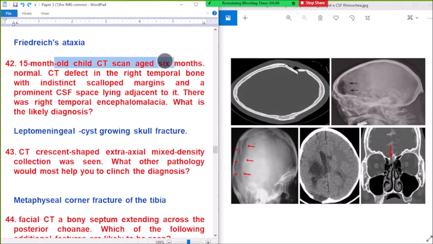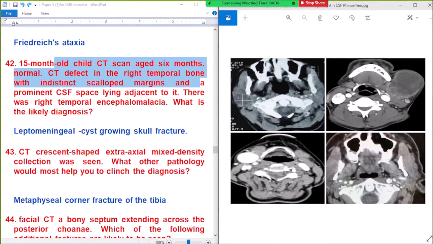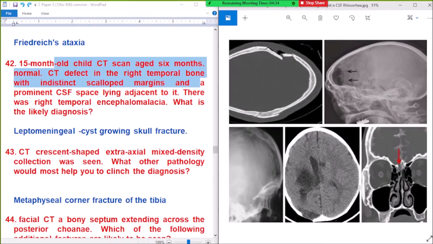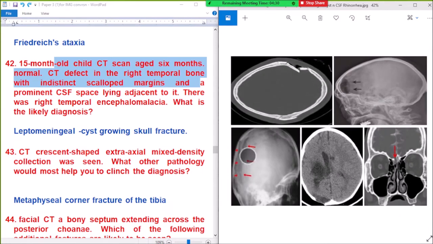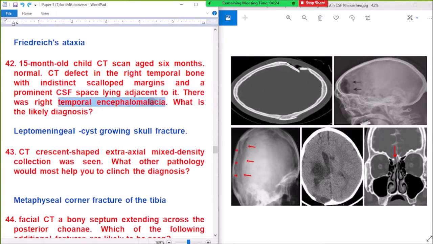Question number 42. 15-month-old child, CT scan at age 6 months was normal. CT scan showed defect in the right temporal bone with indistinct scalloped margin, and prominent CSF space lying adjacent to it. Usually there is prominent CSF space lying adjacent to the defect in the right temporal bone with scalloped margin. With right temporal encephalomalacia, the most likely diagnosis is leptomeningeal cyst.